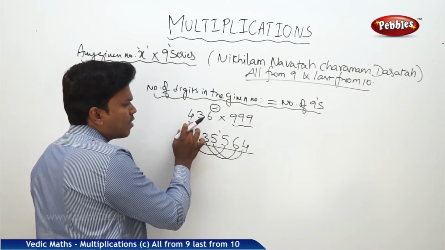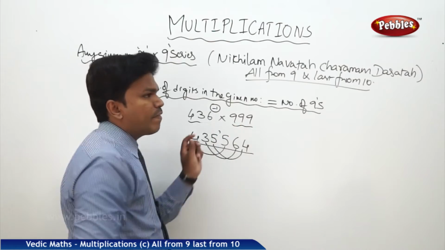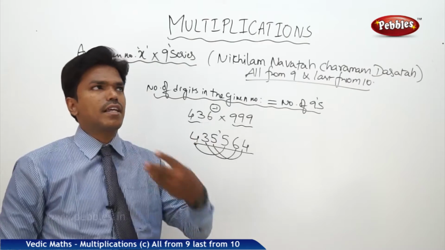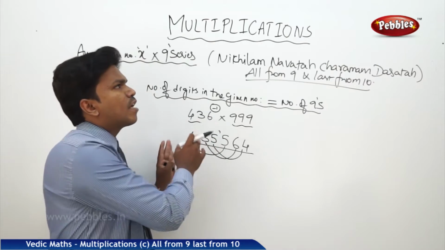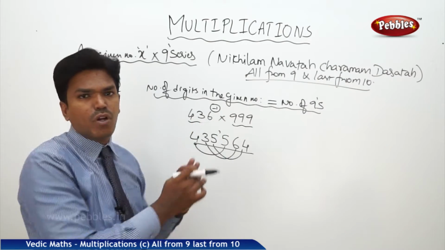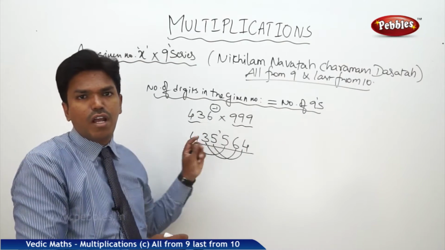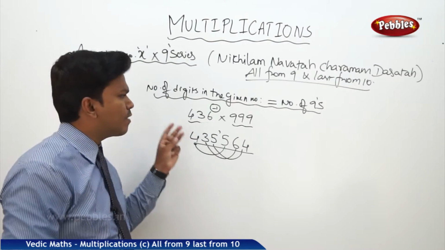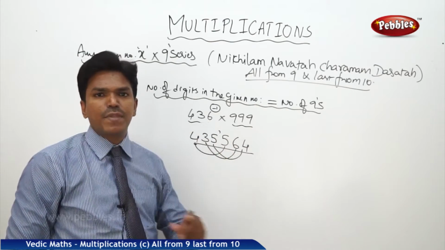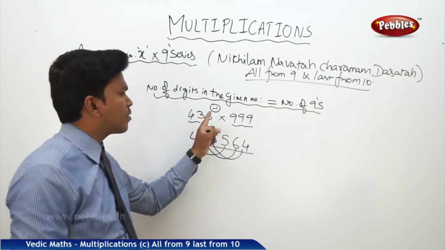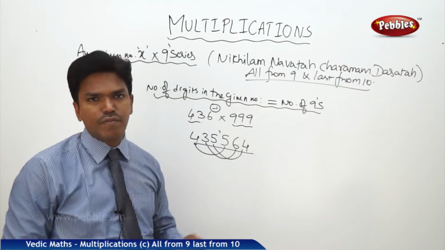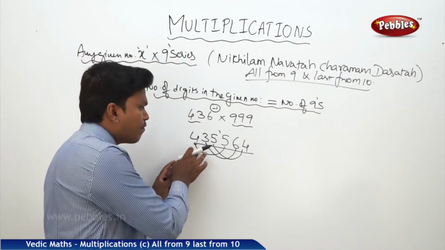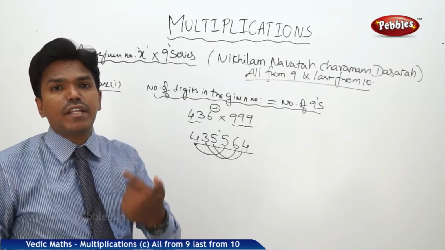Once again I repeat, whenever you are multiplying a given number by a series of nines, check here in case 1, there are 3 digits, 3 nines. Whenever the number of digits on both sides are equal, on one side the given number, on the other side only the nines, simply subtract 1 from the given number, that is 436. If you subtract 1, you get 435. For that 435, you need to write sequentially the nines complements.